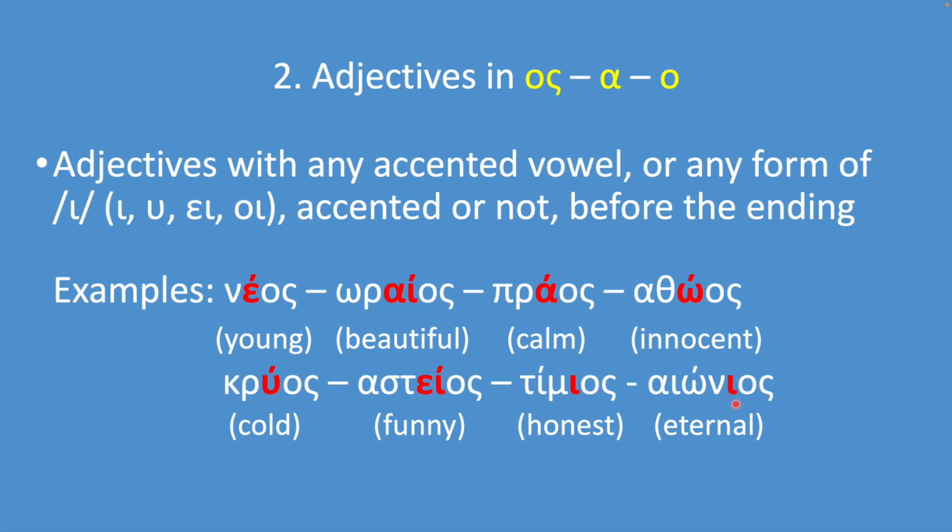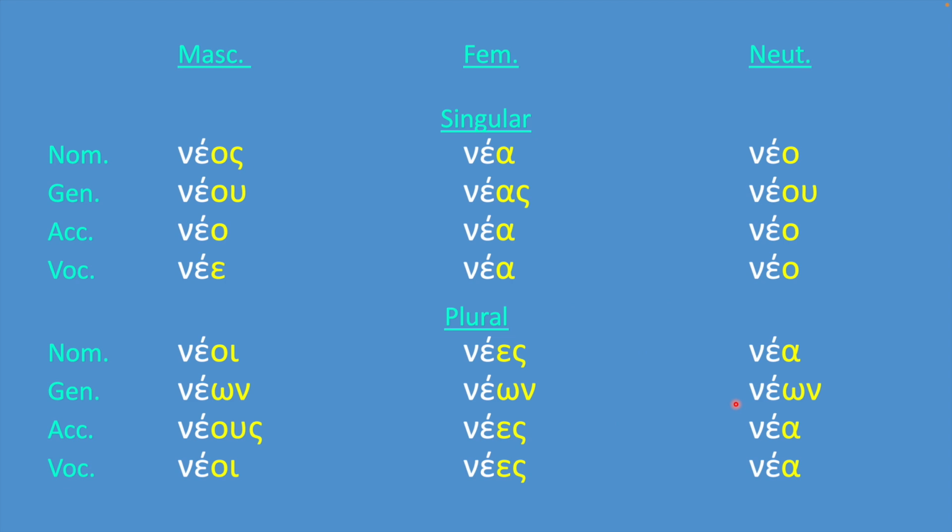The only difference between this group and the previous group, group 1, is in the singular of the feminine form. Everything else is exactly the same. So the masculine and the neuter forms are declined just like the masculine and neuter forms of the first group. The feminine in the singular has an alpha instead of an eta. So, νέα, νέας, νέα, νέα. The plural is the same as the plural of the feminine form of the first group.